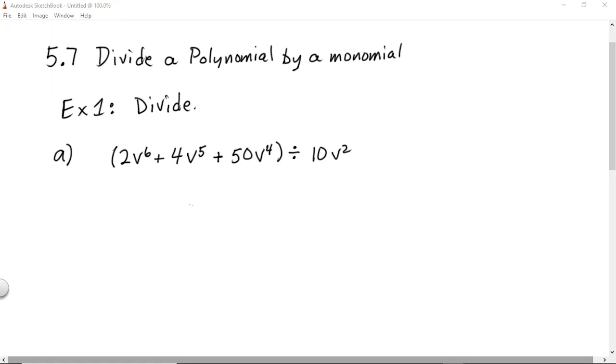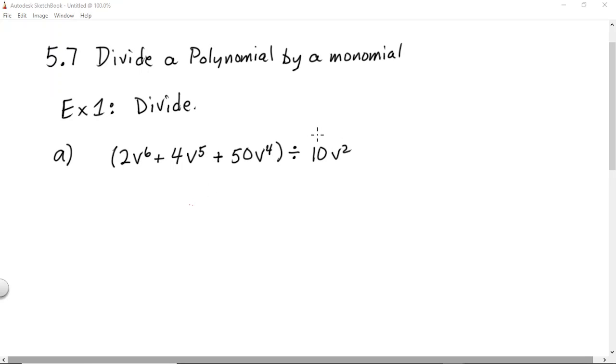Hello, algebra students. Well, today we're going to look at dividing a polynomial by a monomial. Now, we've looked at multiplication of polynomials times each other, and of course addition and subtraction as well. So we've done everything but division. And division's a little more complicated, so that's why we start with dividing by just a monomial.